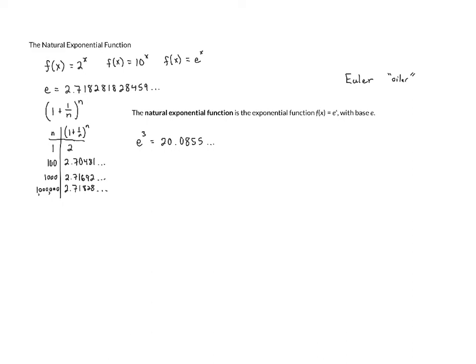So let's take a look at another one, e to the 4.8 power. I'm going to write the approximately equal to symbol, just so I don't have to write the dots every time. And e to the 4.8 power is approximately 121.51.